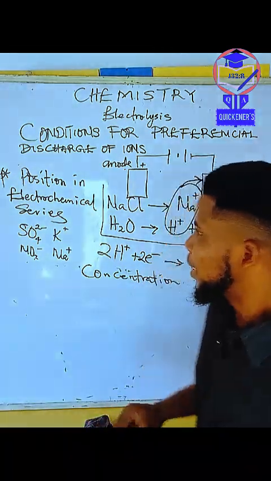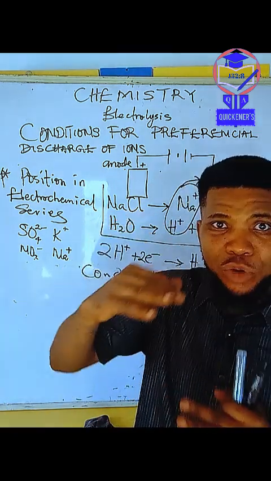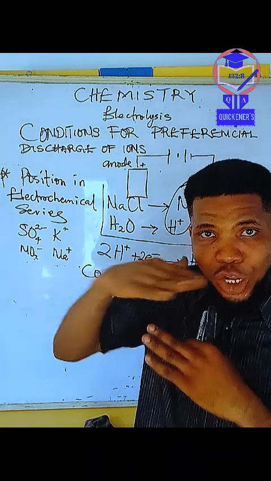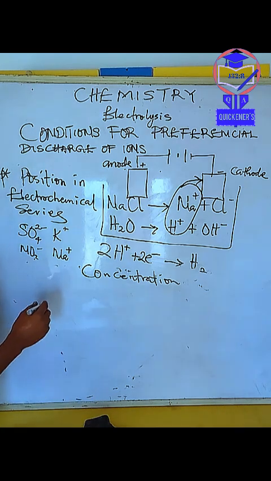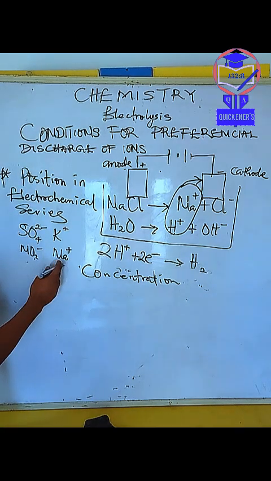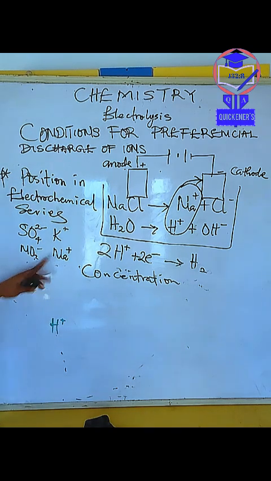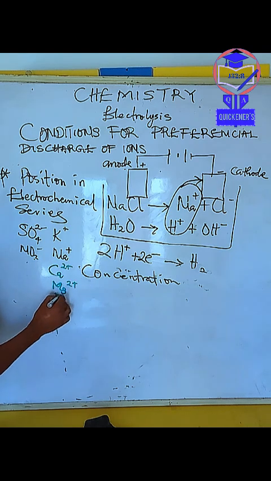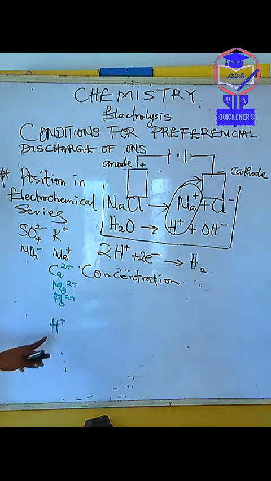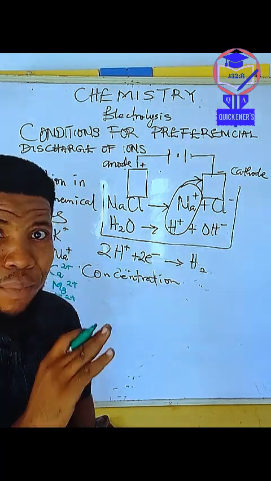Now, in what way? The concentration will override the position in the electrochemical series if they are close to each other. Are you getting me now? In the case of sodium, hydrogen is far below and sodium is up there. They are not close to each other because there are many more ions like calcium, magnesium, and lead before you get to hydrogen. So the concentration is not going to play any role. Take note.